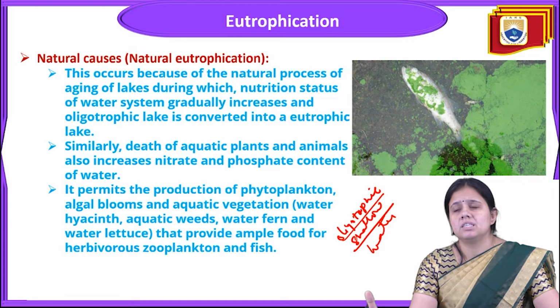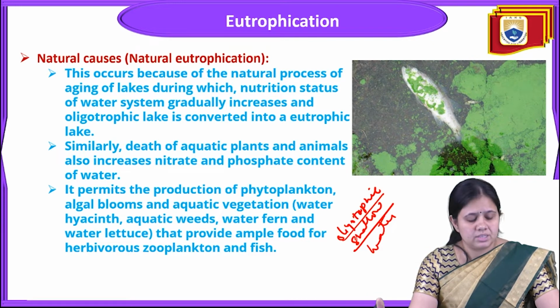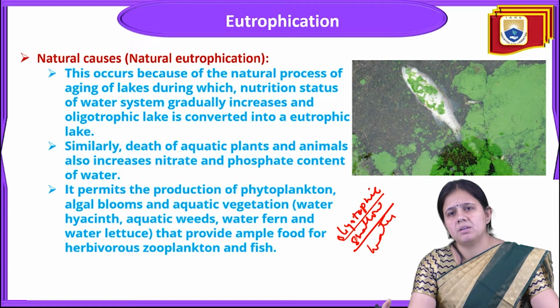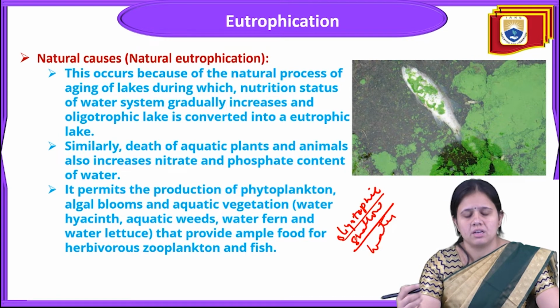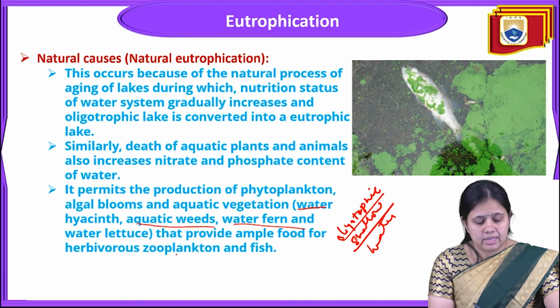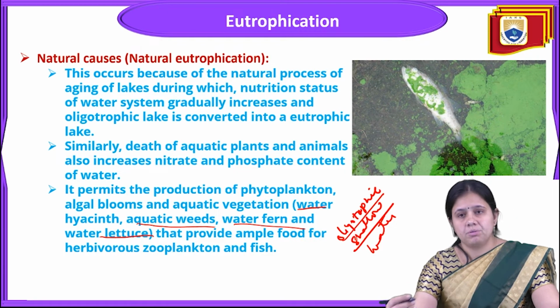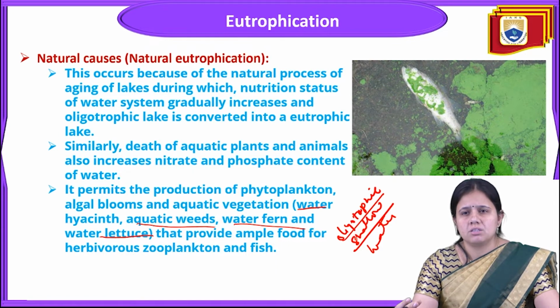It is generally what we can term as the natural aging of the lake. The next point is that sometimes it will permit the production of phytoplankton, algal bloom, and aquatic vegetation. These vegetations are water hyacinth, aquatic weeds, water fern, and water lettuce, and that will provide too much food for herbivores, zooplankton, and fishes. So these are all the reasons of natural eutrophication.